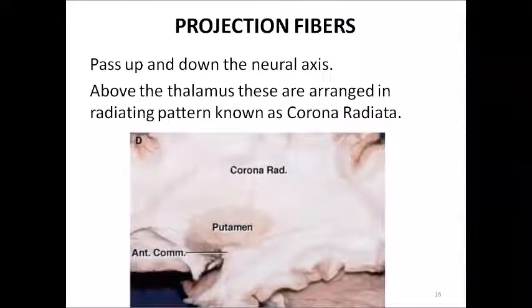Projection fibers pass up and down the neural axis. Above the thalamus, they are arranged in the radiating pattern known as the corona radiata. These are the fanning out fibers, which are known as corona radiata.